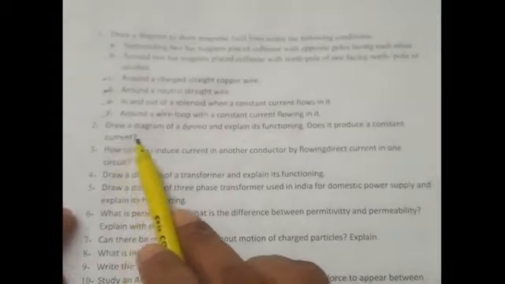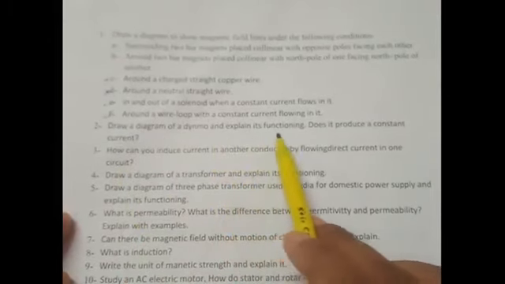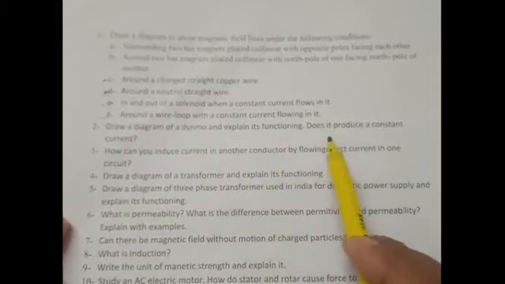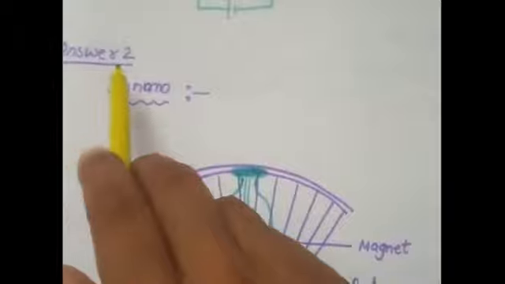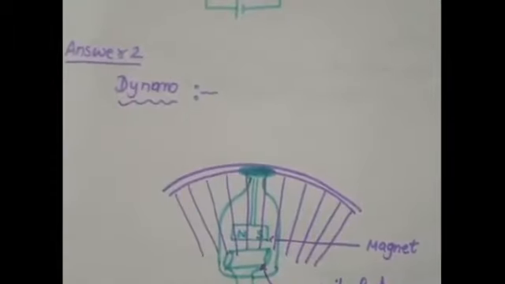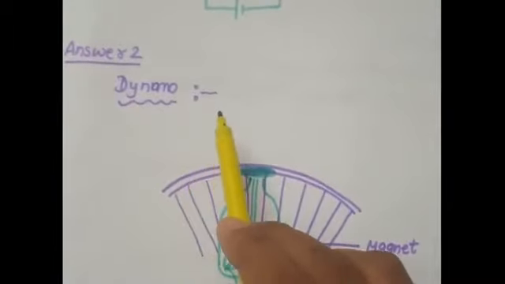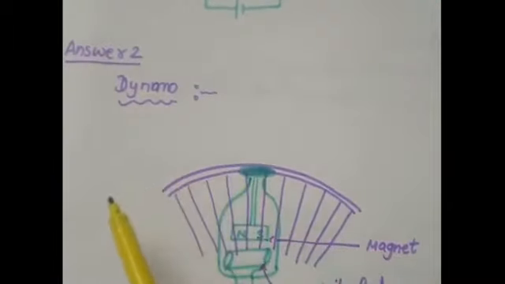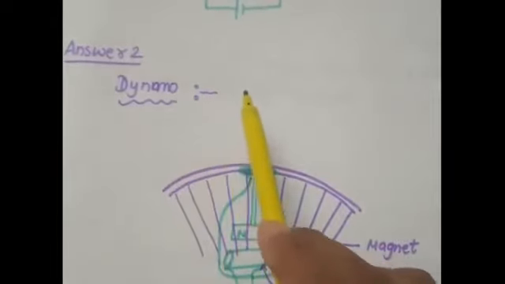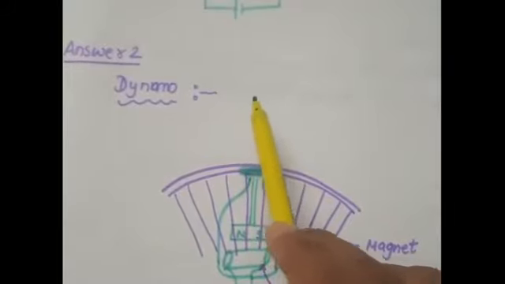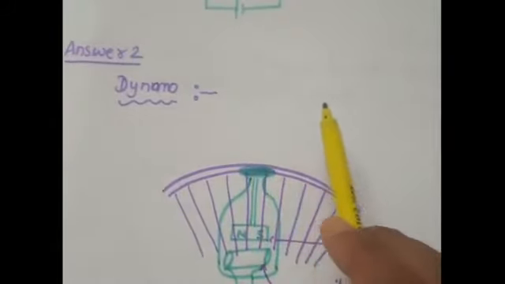Question number 2 is, draw a diagram of a dynamo and explain its functioning. Does it produce a constant current? Dear students, as the answer to question number 2, we first have to write what a dynamo is. A dynamo is basically a DC generator which produces electric current with the help of mechanical energy. It uses the mechanical energy and converts it into electrical energy.